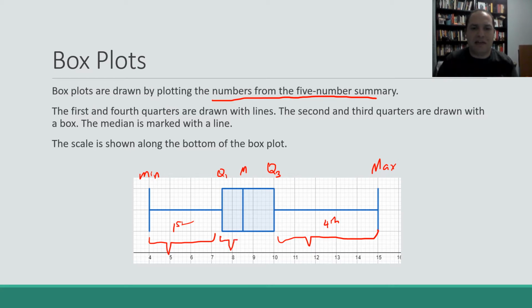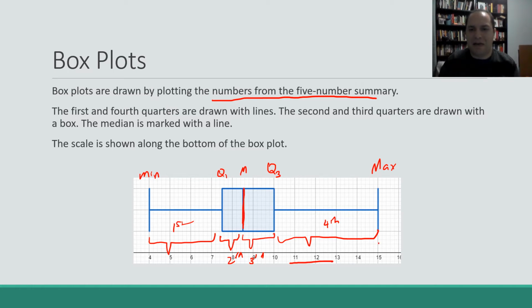Our second and third quarters are drawn as a box, and our median goes down in between them to show where the middle of the data is. So our box covers the second and third quarters, but the median is a line that cuts that box into two smaller boxes. Along the bottom there is a scale so you can read it.